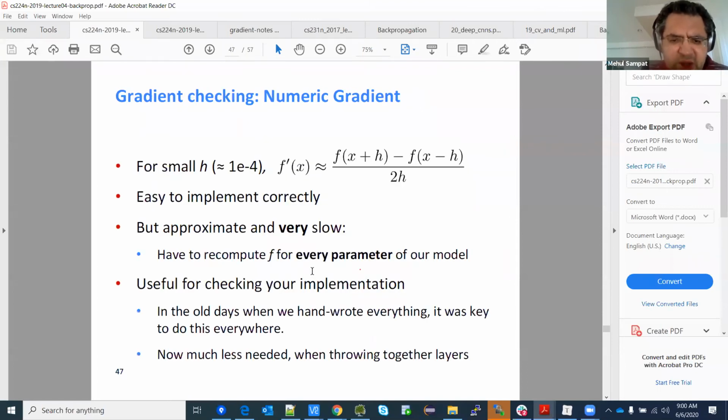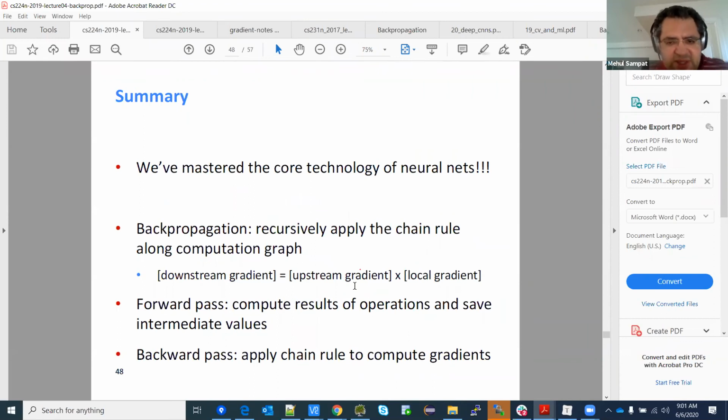And then he talks about, before all this modern deep learning, in the old days, they used to do this gradient checking. And he says this technique is useful for checking your implementation.